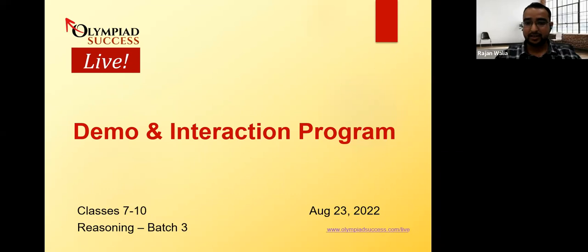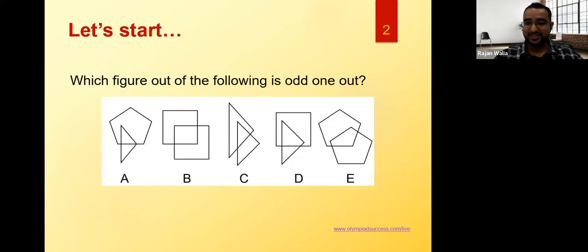Okay, so firstly, let's solve this question. Can you tell me which figure out of the following is the odd one out? But as this is a reasoning class, I want the reason also. Okay. But Amaya, what is the reason? No, I don't want the option only. A different shape. Different shape, like on which option?